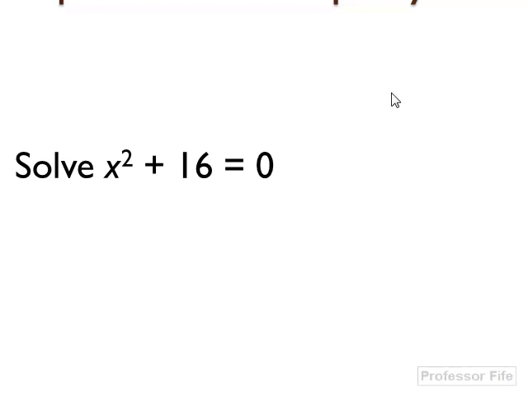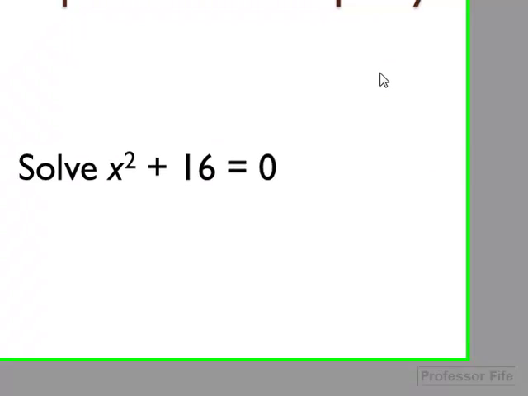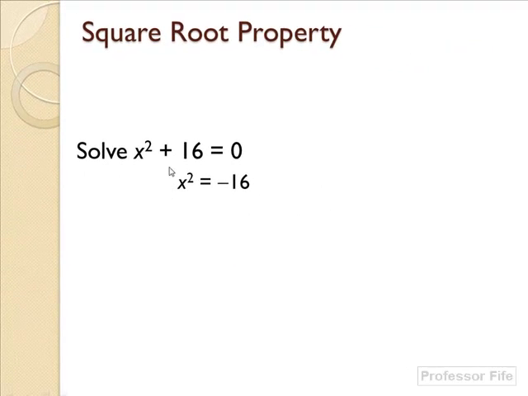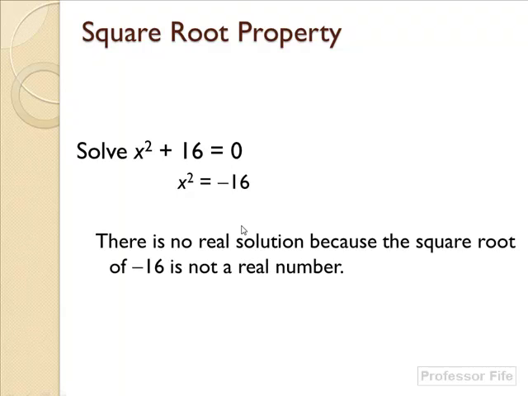Okay, for our last example with the square root property, actually we have two more. Solve x squared plus 16 is equal to 0. Again, to solve with the square root property, you want to get that square part by itself. And so I'm going to bring the 16 over to the right side. To do that, we're subtracting 16 from each side of the equation to get x squared is equal to negative 16. And then to undo the square, apply the square root to both sides.